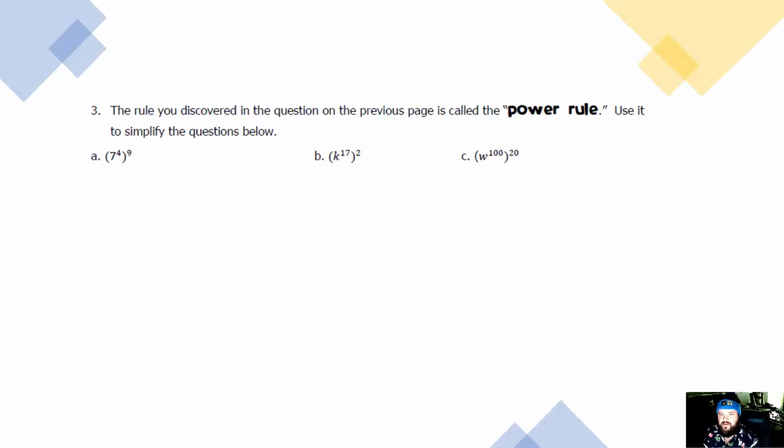You simplify the expressions. So if we have 7 to the 4th raised to the 9th, we're simply going to take 4 times 9, which should give us 7 to the 36th. Now we have k to the 17th power, all raised to the 2nd power. So we should get k to the 34th.